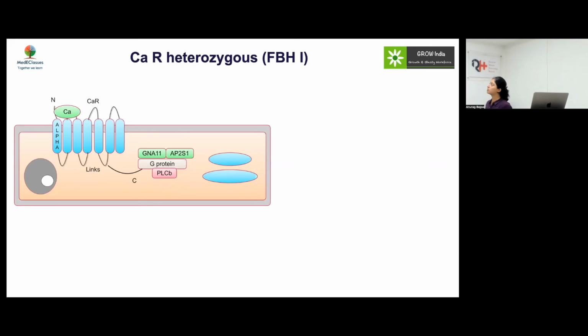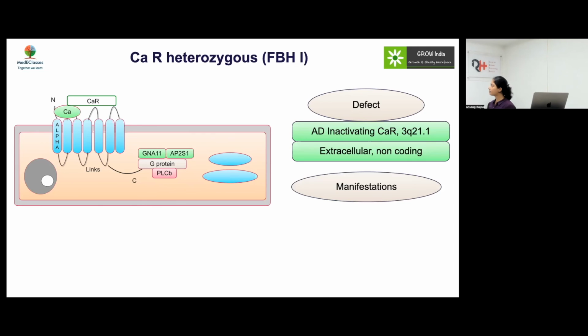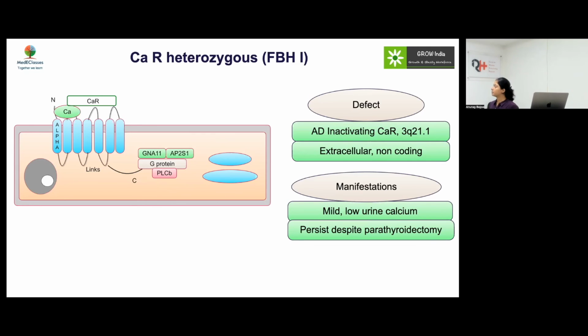The benign form is the heterozygous calcium sensing receptor mutation. These individuals will have hypercalcemia with hypocalciuria. Because they have hypocalciuria, they will often not have polyuria or dehydration symptoms. So these are the milder forms.